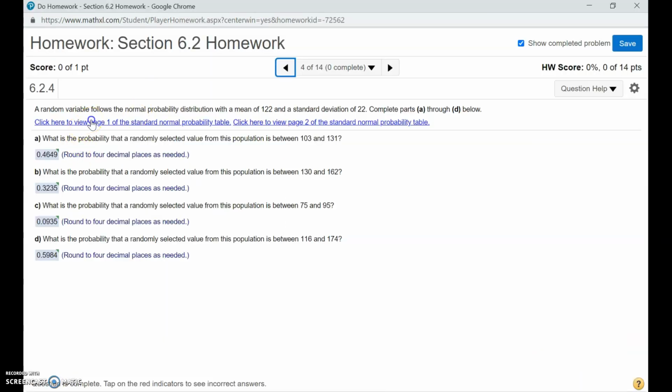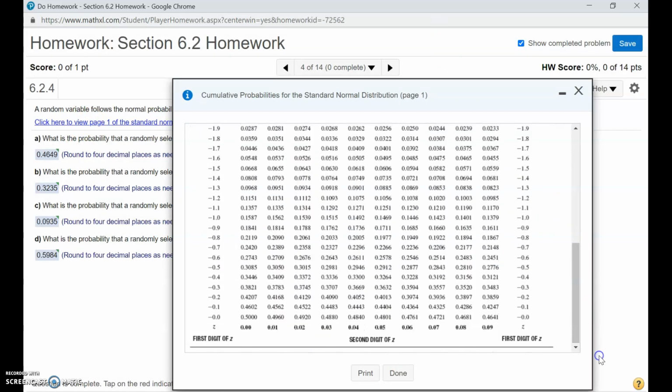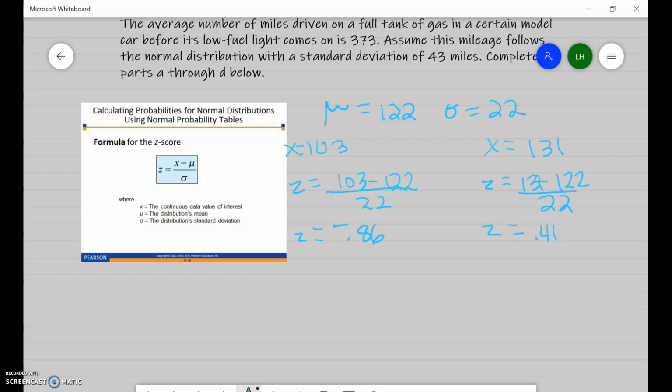Negative 0.86, and I just realized that the 0.6 is down here to look at. 0.1949. And that is the probability that z is less than negative 0.86. And now let's find the probability that z is less than 0.41.